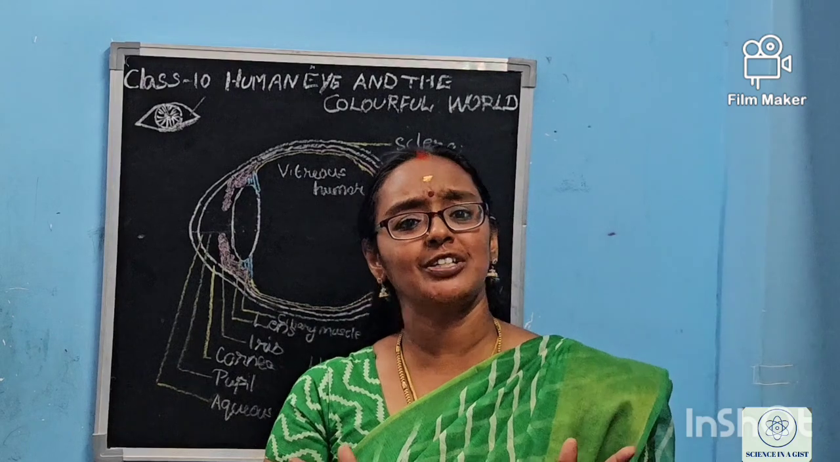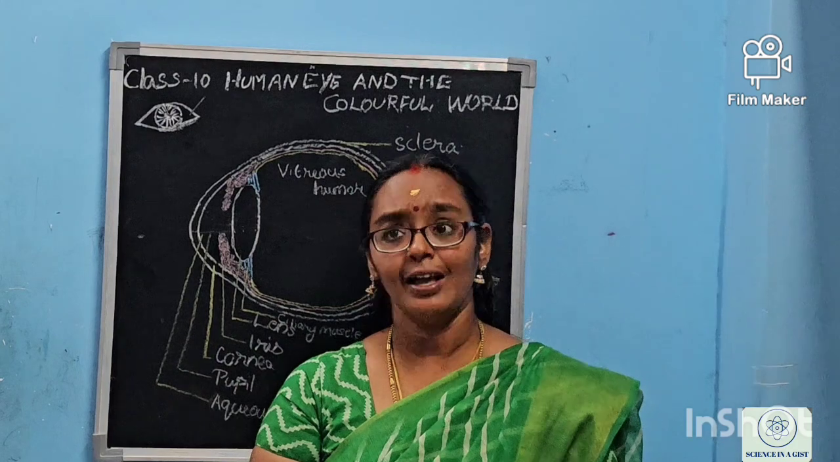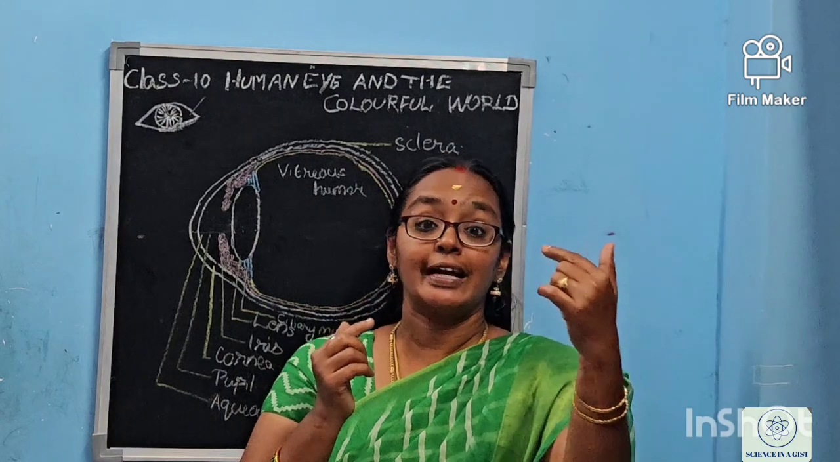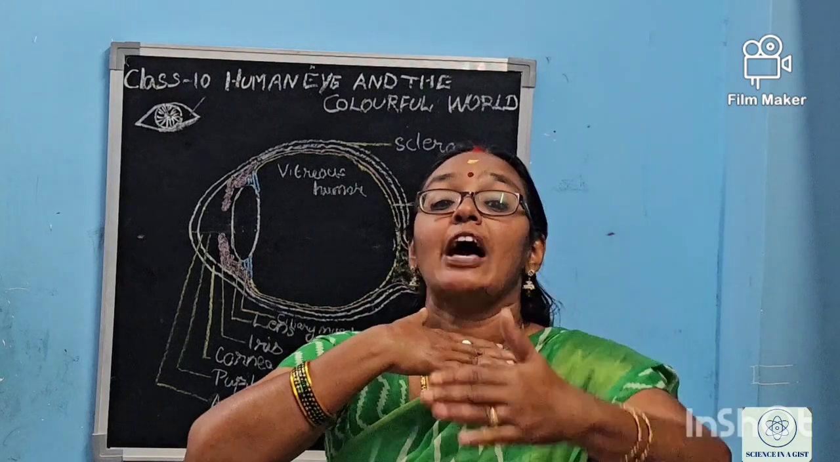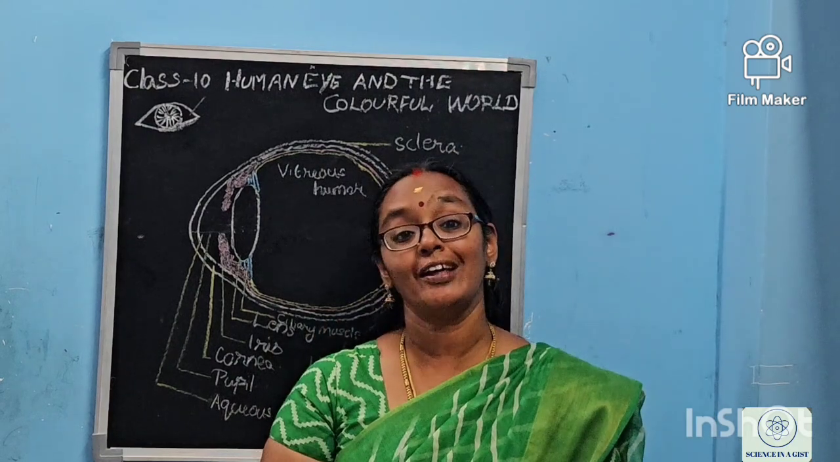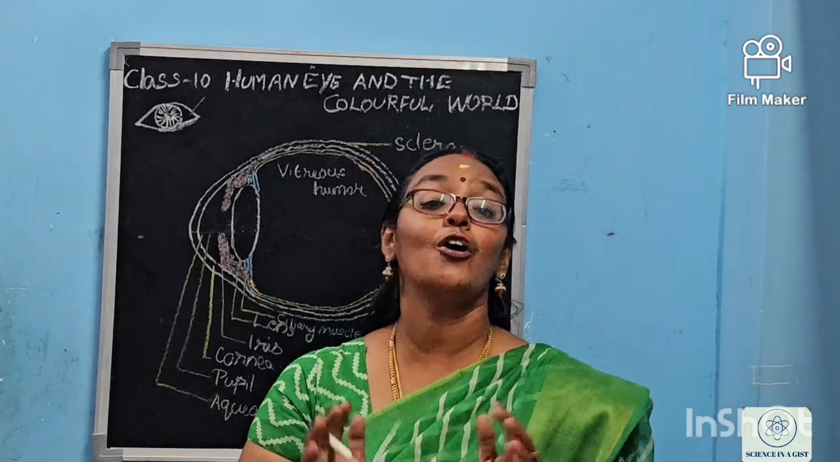So what is its function? Nothing other than giving protection to the eye. When we are touching the eye, we will not be able to get inside the eye because it has a protective layer, a covering, a coating. What is it called? It is called the cornea of the eye.